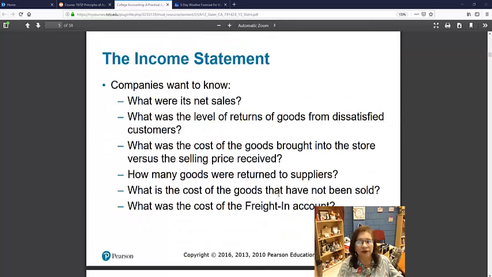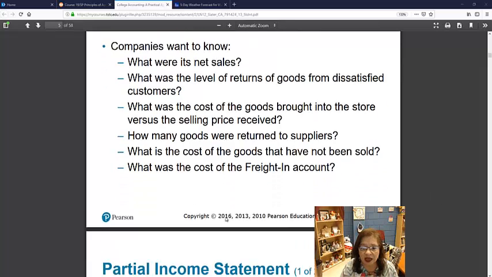Now, the income statement, remember, we need to know what the net sales were, not the gross sales. Remember, the net sales are everything that we subtract from our revenue, from our sales, what we've made, taking out the returns, the purchasing discounts, how much we gave, how many were returned to the suppliers. So what is the cost of those goods that have not been sold yet? Then, of course, also the cost of the freight as well.